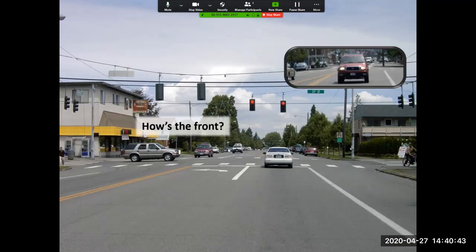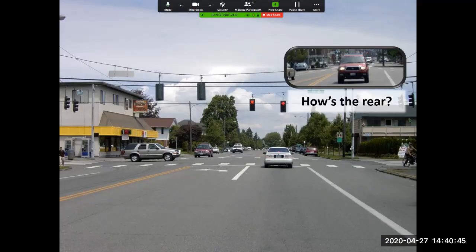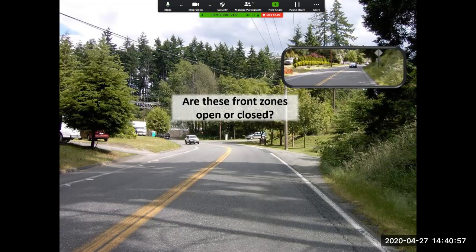Okay, we've got a red light. We know we have to stop. Rear zone is pretty okay. He's still back there a ways. We can come in nice and smoothly, keeping that car in balance, right? We don't want to be pitching or rocking forward and back. We want to do it nice and smoothly.